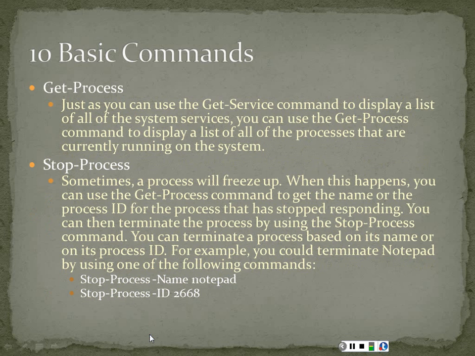Get-Process. Get-Service displays a list of all the system services. You can use the Get-Process command to list all the processes currently running on the system. This will show you the ones that are currently running. So if you are looking for Trojan Maker Bot 19, find out if that process is running.